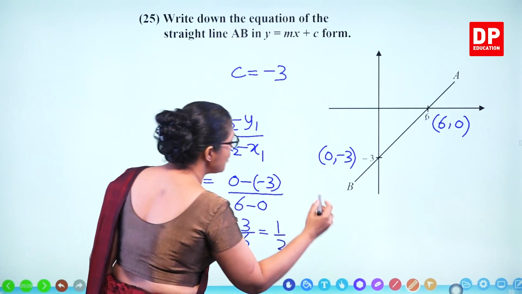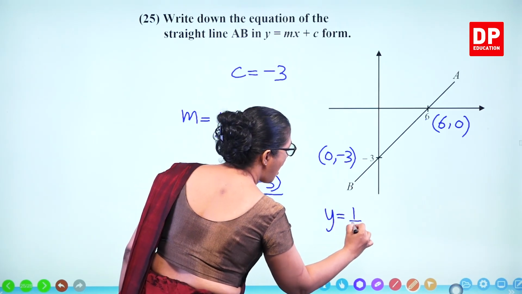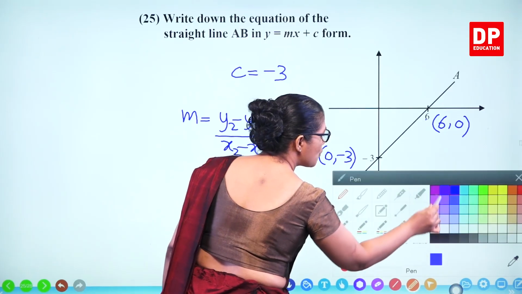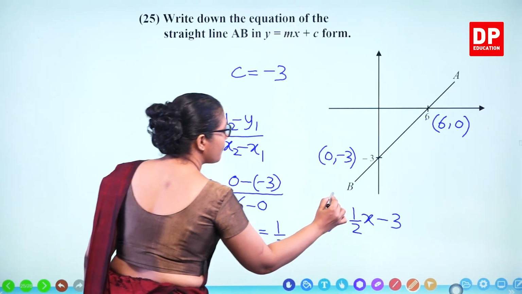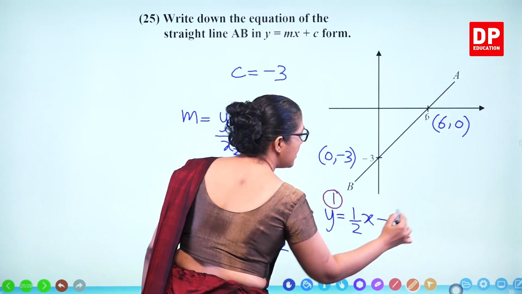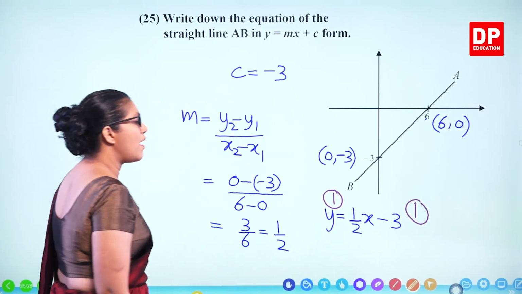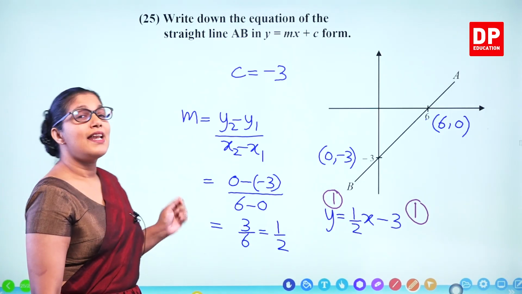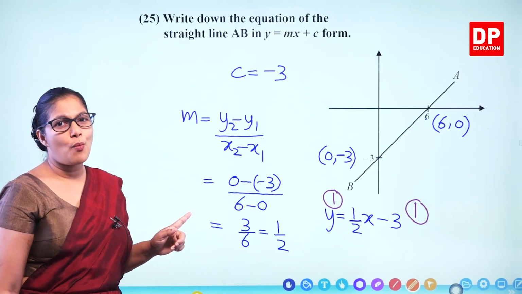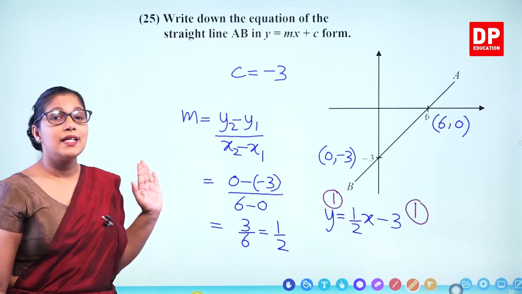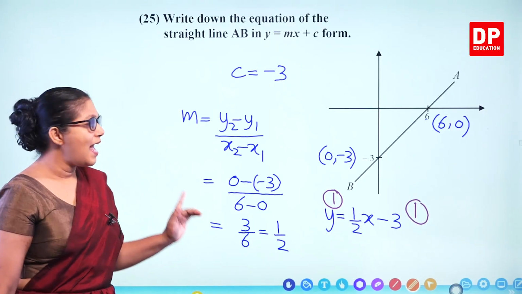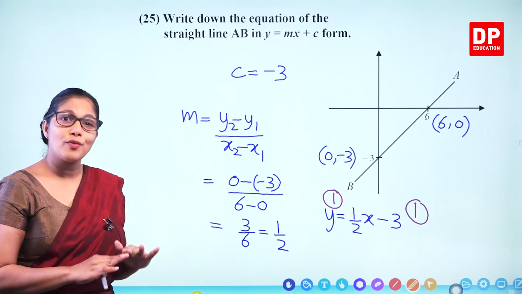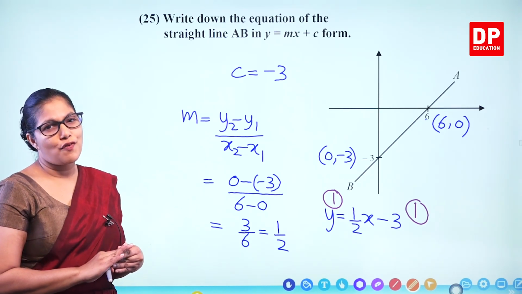So what is the equation? y equals half x minus 3. So 2 marks again: 1 mark for finding the gradient and 1 mark for finding the y-intercept. So this is the last question in paper 1. We did 25 questions and each question is worth 2 marks. So altogether we have given 50 marks for this paper.